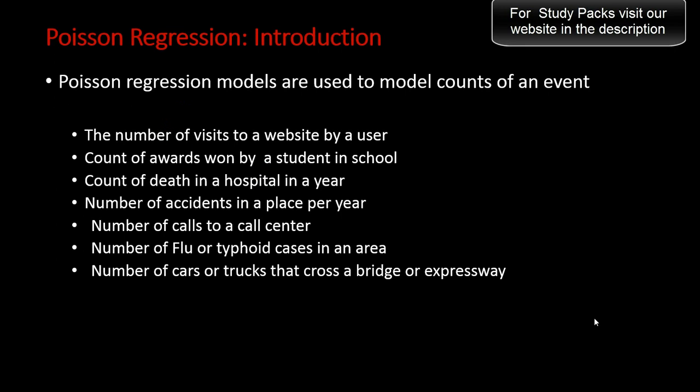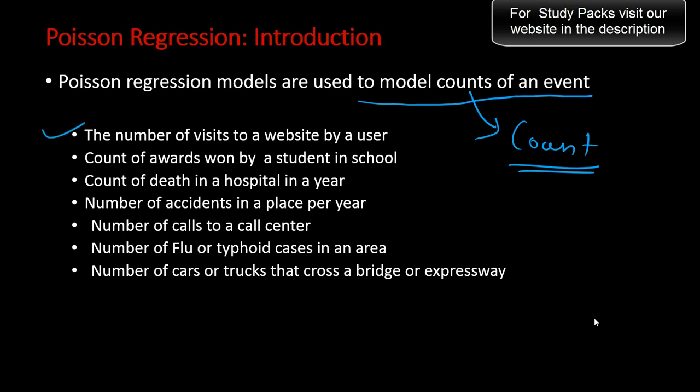Well, Poisson regression models are used to model count data. As I've said in the first slide itself, we are interested in using this model in scenarios where the data that we have is nothing but count of something. So the dependent variable or the target variable is a count of something. Okay, so what are the examples of such cases?